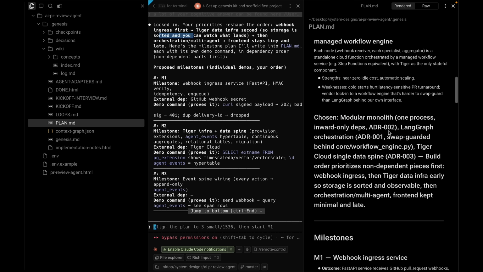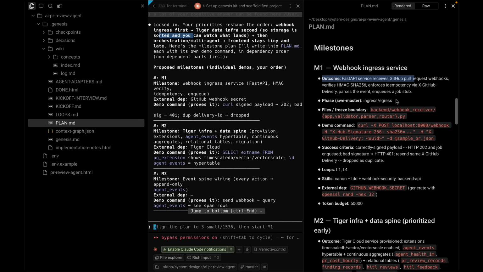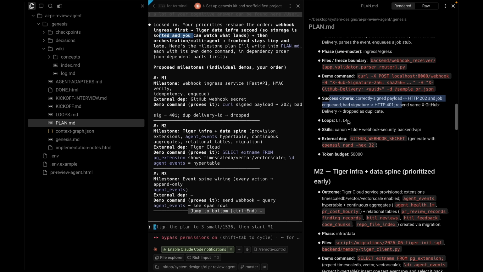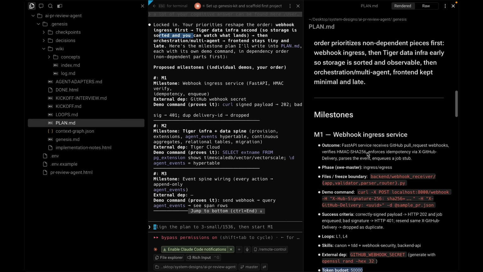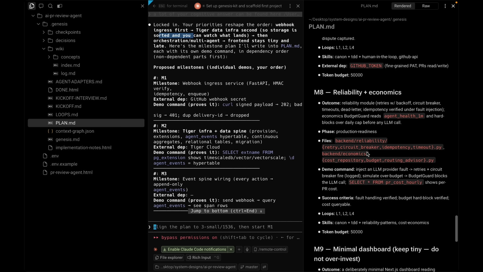First of all, we go ahead with a simple approach for this kind of task, which means the chosen approach is modular monolith, LangGraph orchestration, Tiger Cloud. The build order prioritizes non-dependent pieces first, webhook ingress, then Tiger data, and then it ultimately goes ahead. So for every milestone, it has what the outcome is, what the phase is, what files it touches, what the demo command is, what the success criteria are, what loops it runs, and what skills it adds. Basically, this Genesis kit itself gives a lot of the skills which are needed, the external dependencies it depends upon, and the token budget we are giving to complete this particular milestone. You see an amazing structure and how it is done, and several other milestones here itself.